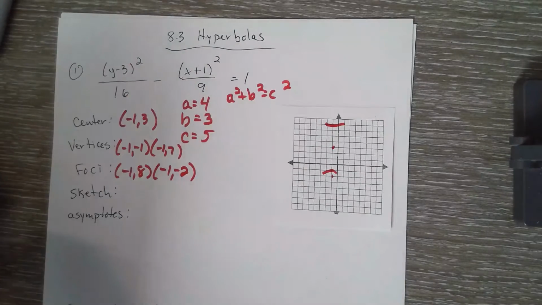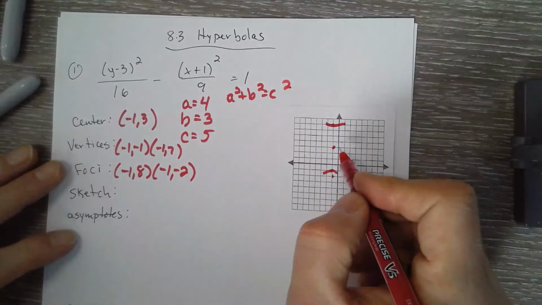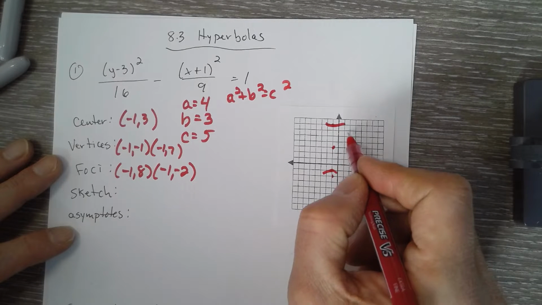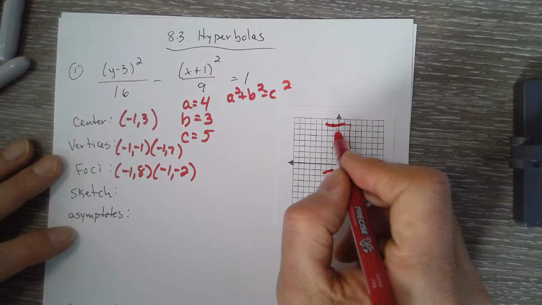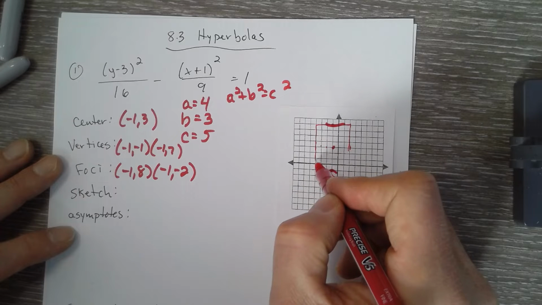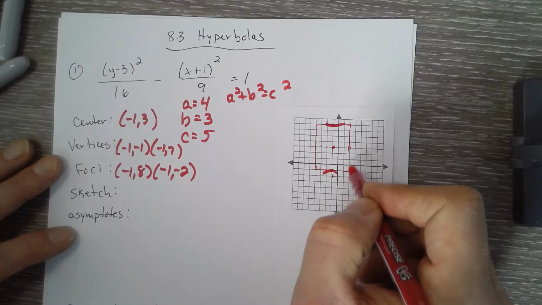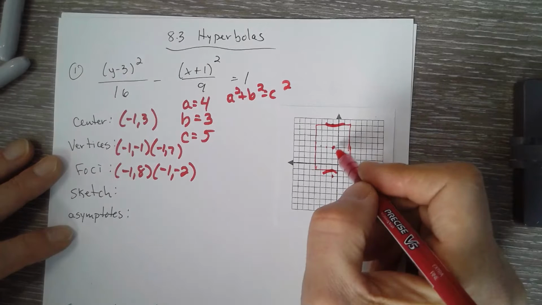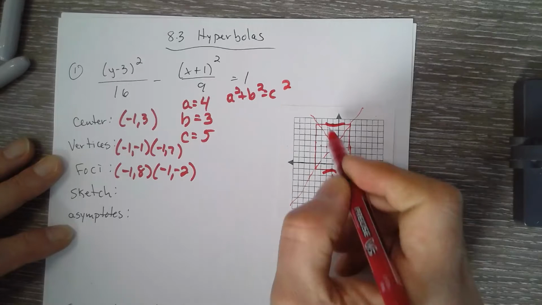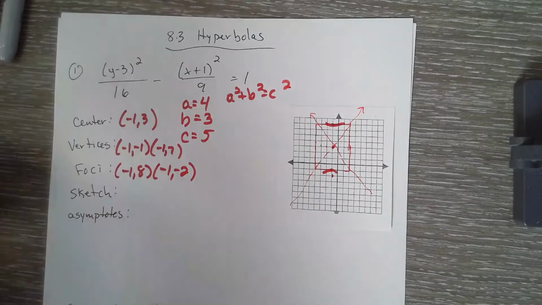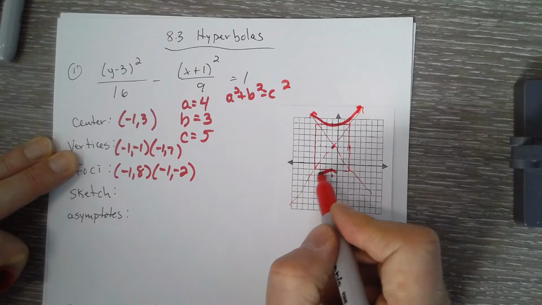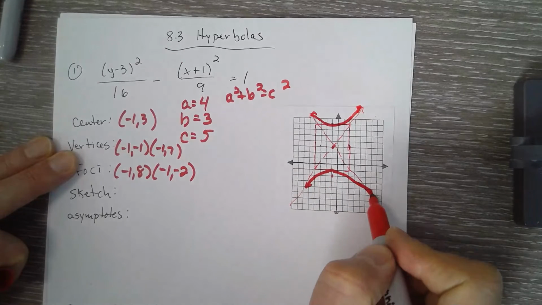Alright, so in order to draw my sketch, I need to go out B units. 1, 2, 3. And I go B units the other way. 1, 2, 3. There's my box. There's my asymptotes, what we're going to find here in a second. My sketch. Looks like it goes to that asymptote, this asymptote, down here, and down here.